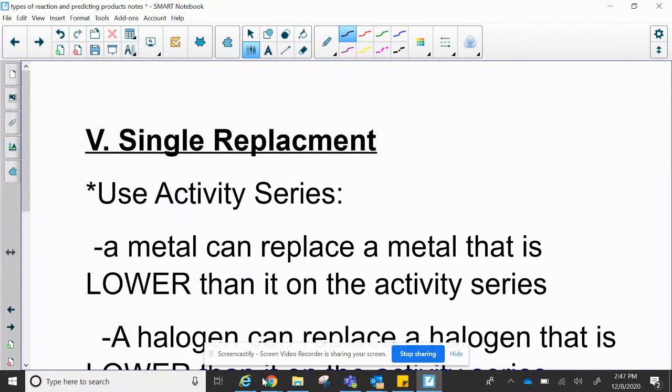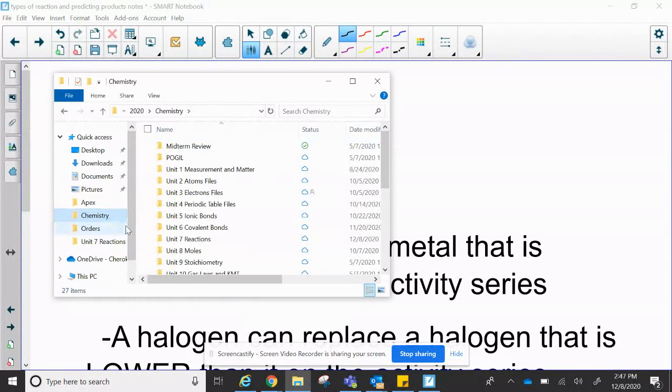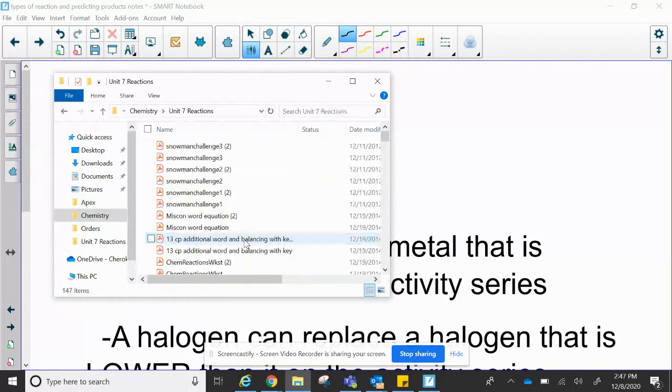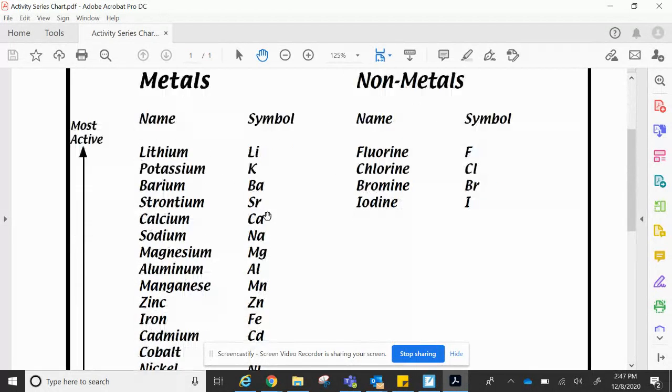Basically, if you look at your activity series, hold on, let me find mine here real quick so I can show you what I'm talking about. So I gave you this activity series chart or one like it.